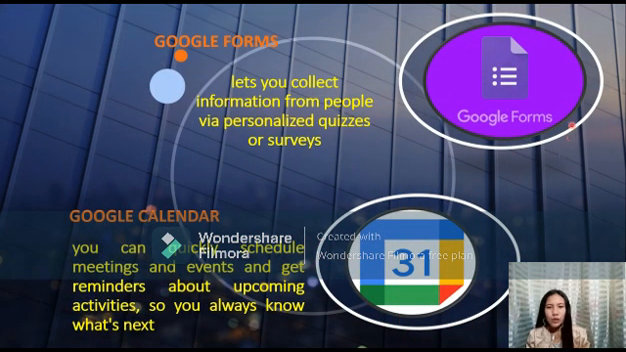Next is Google Forms. Google Forms lets you collect information from people via personalized quizzes or surveys. Google Form is web-based and can be shared with respondents by sending a link, emailing a message, or embedding it into a page or blog post. Data gathered using the form is typically stored in spreadsheets.